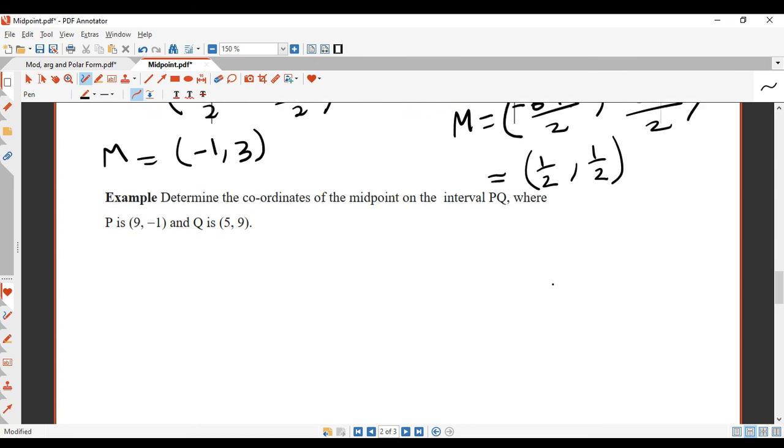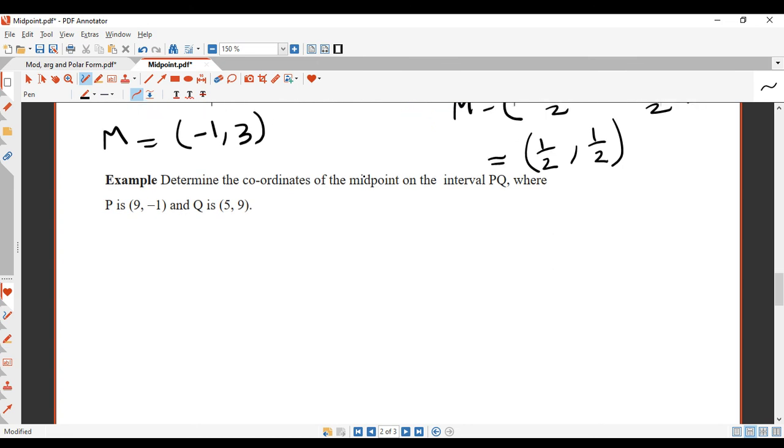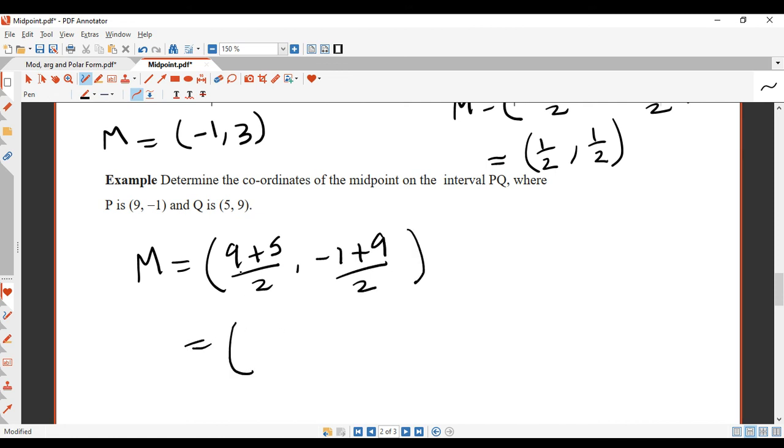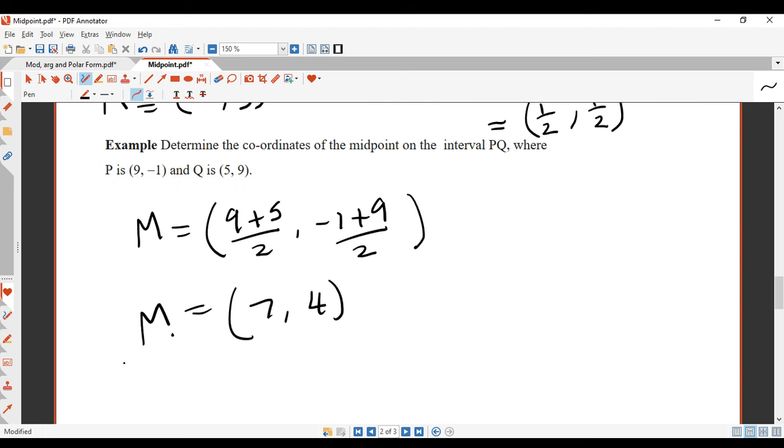All right. What about this one? Determine the coordinates of the midpoint on interval PQ. So you've got P and Q, they're 2 points. I want to find the point in between them. So again, I'm just going to take the x values and add them together, divide by 2. Then take the y values, add those together, divide by 2. Now, 9 and 5 is 14, divided by 2 is 7. -1 plus 9 is 8, divided by 2 is 4. So 7, 4 is the midpoint.